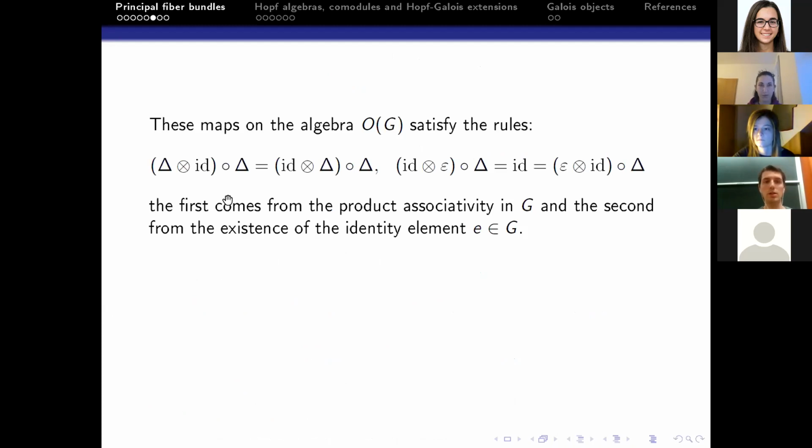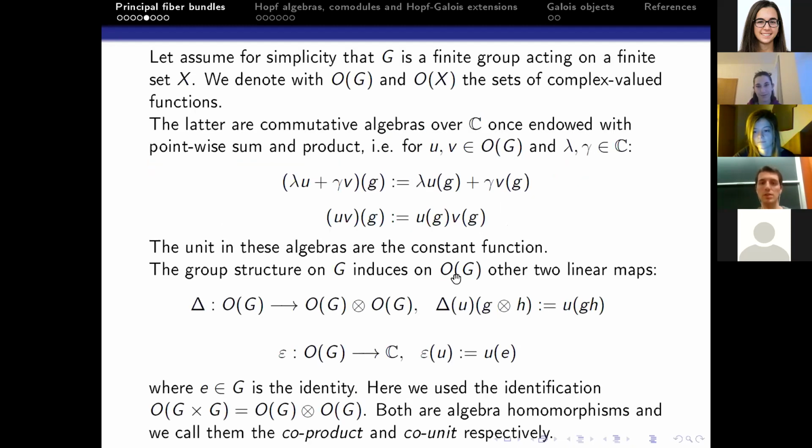Moreover, we are given two equations, which are a restatement of the associativity of the product in G. If we take this combination of maps into the algebra OG, these two are equal, meaning that if we evaluate U, this map applied to U gives a map whose argument is given by the tensor product of three elements in the group.